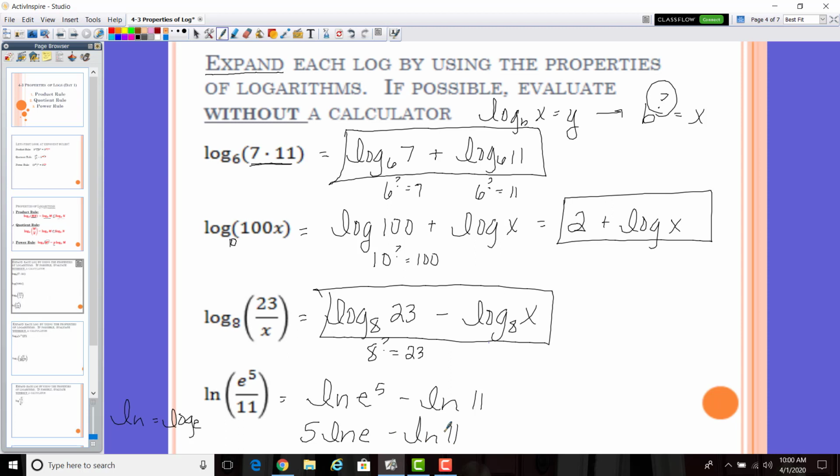Okay, now, if you remember from the first section, the natural log of e by property equals 1. So we move this up here. So this means 5 times 1 minus the natural log of 11. So my final answer is 5 minus the natural log of 11. You also have the property of the natural log of e to any power of x equals that power of x. So we could have used this property here. Natural log of e to the 5th has to equal 5. But we can also use the power rule there as well.